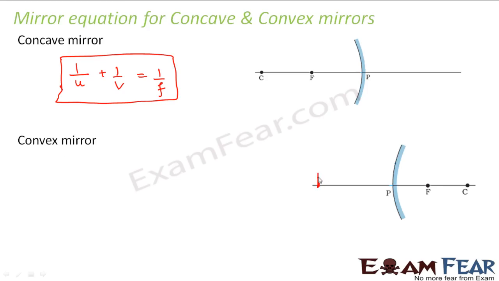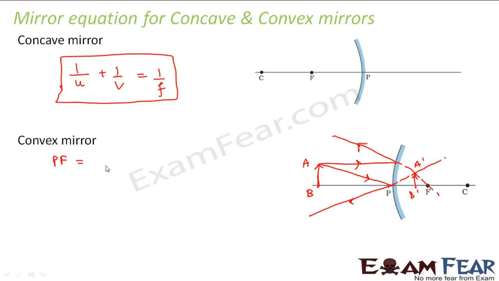What will happen in case of a convex mirror? If I assume the object to be some object, say AB, how would the ray diagram look like? Any ray of light parallel to principal axis after reflection will appear to pass through this principal focus. Another ray of light which falls obliquely to pole gets reflected obliquely. So these two rays meet virtually at some point like this. So an image A dash B dash is formed. So in this case, where is my focal length? My focal length is PF. So in this case, PF is equal to F positive.